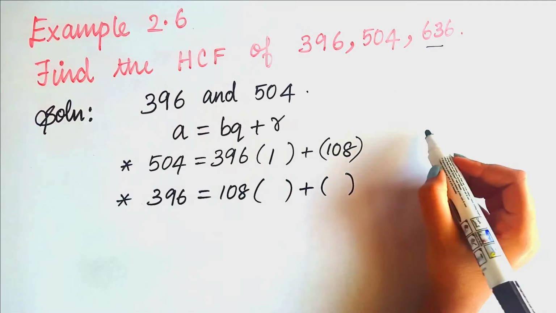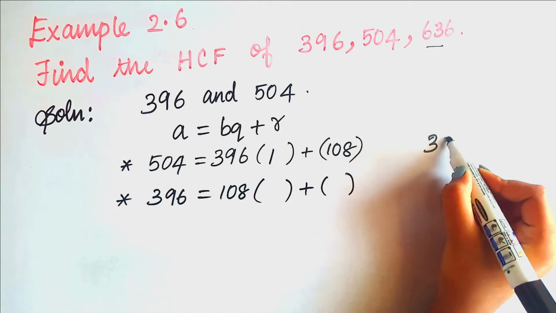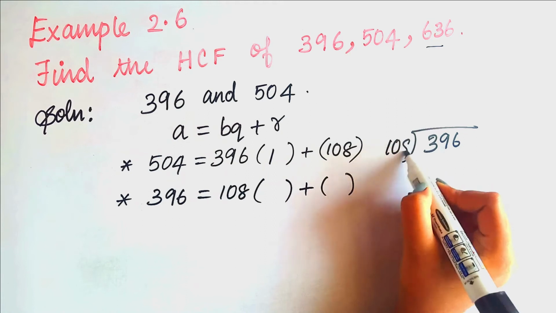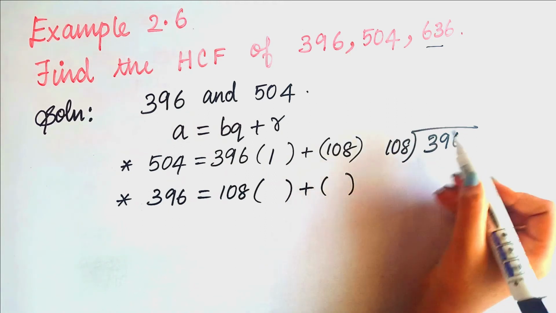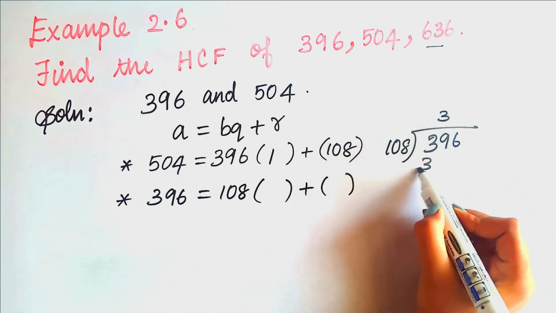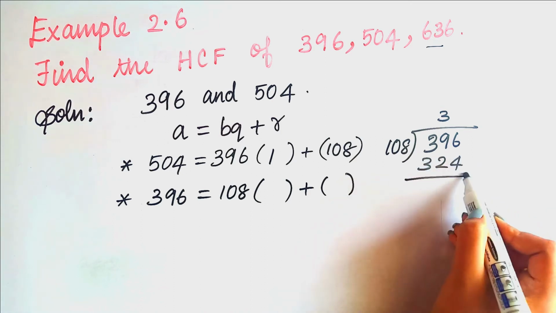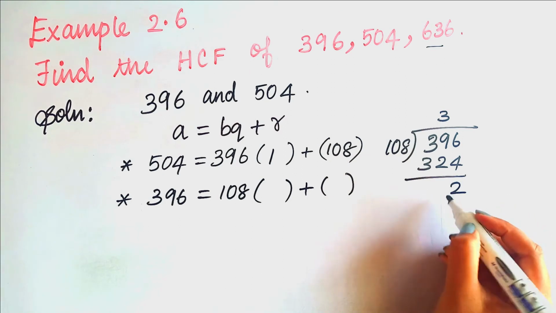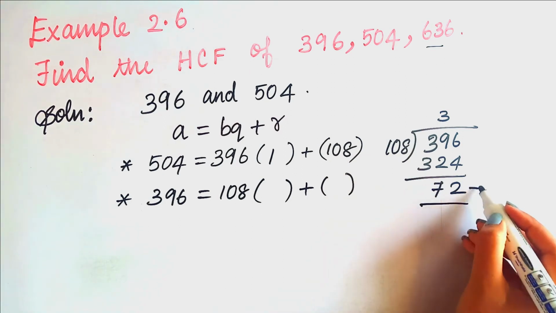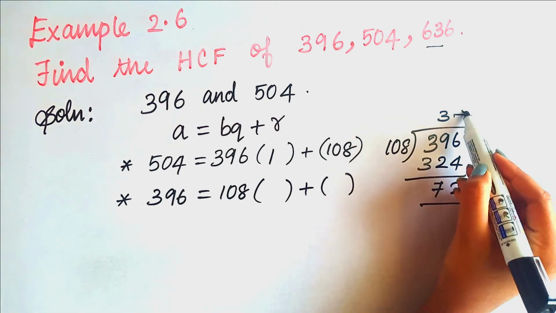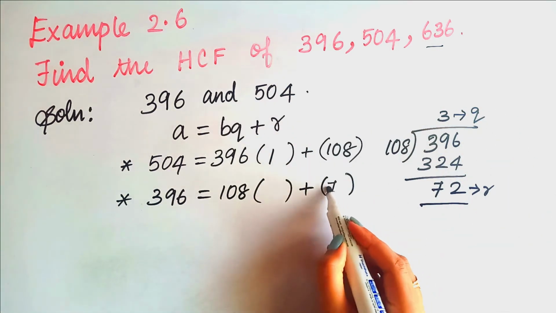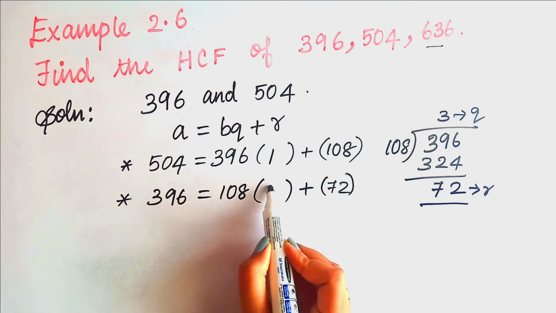Let's divide. Here it's 396. This is our dividend and the divisor is 108. Right. So 108 3s are 324. So let's subtract. 6 minus 4 it's 2 and 9 minus 2 is 7. So this is our remainder and this is our quotient. So let's substitute that our remainder is 72 and our quotient is 3 here.